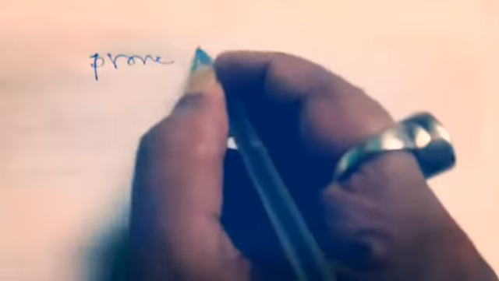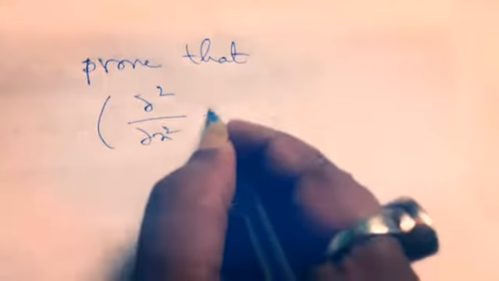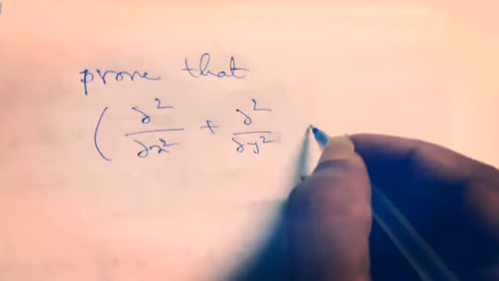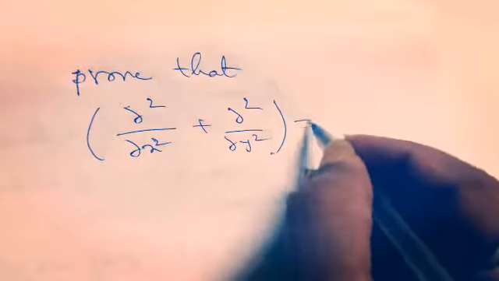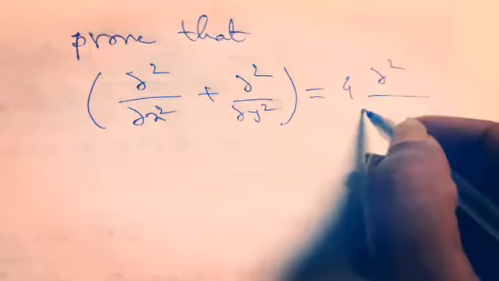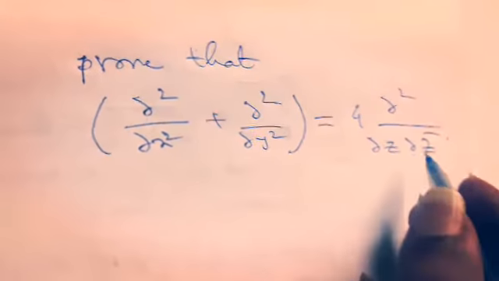Especially we prove a result. Very interesting result. Prove that ∂²/∂x² + ∂²/∂y², this operator will be equal to 4 ∂²/∂z∂z̄. How to prove this result?